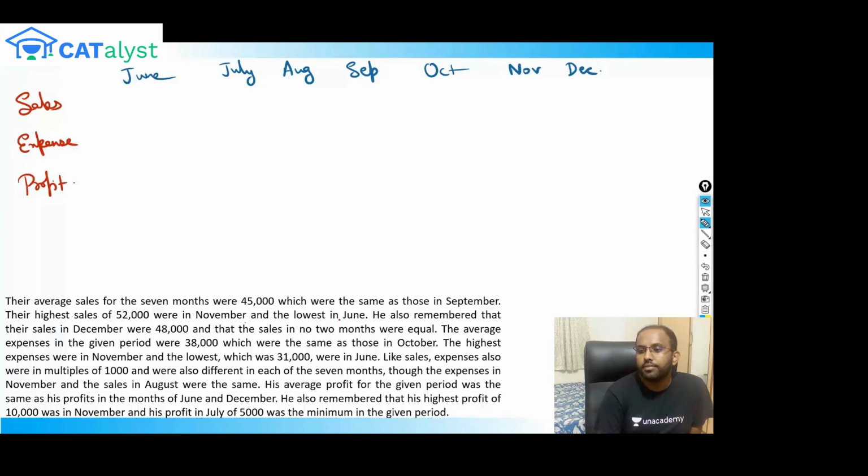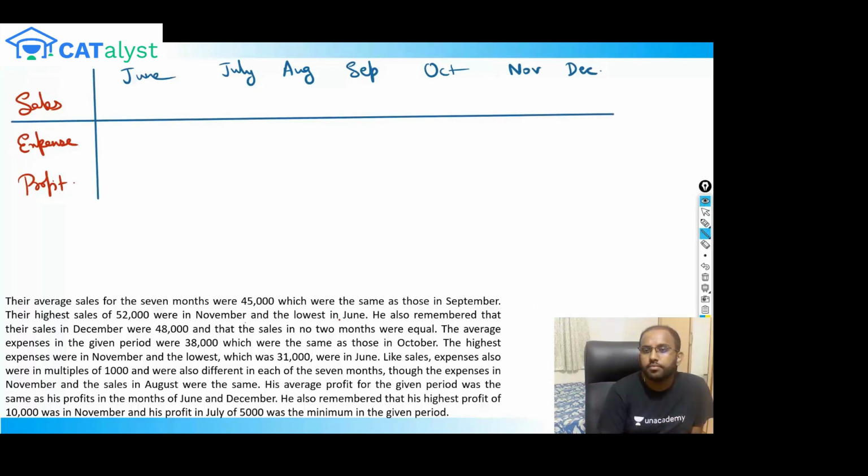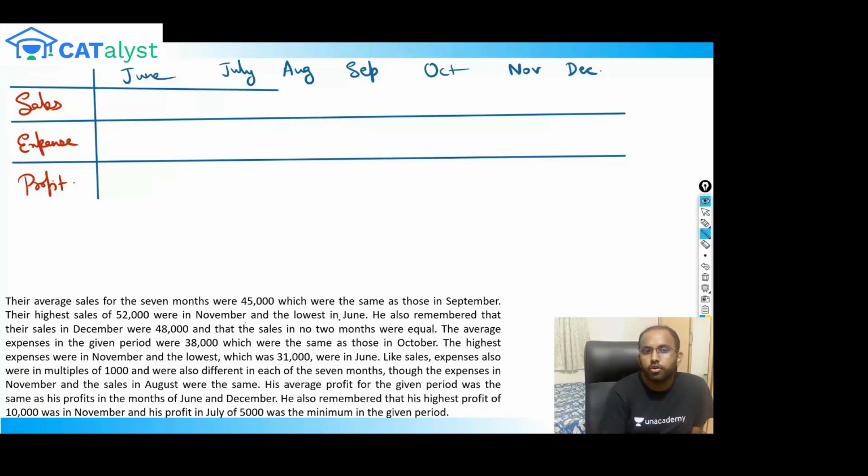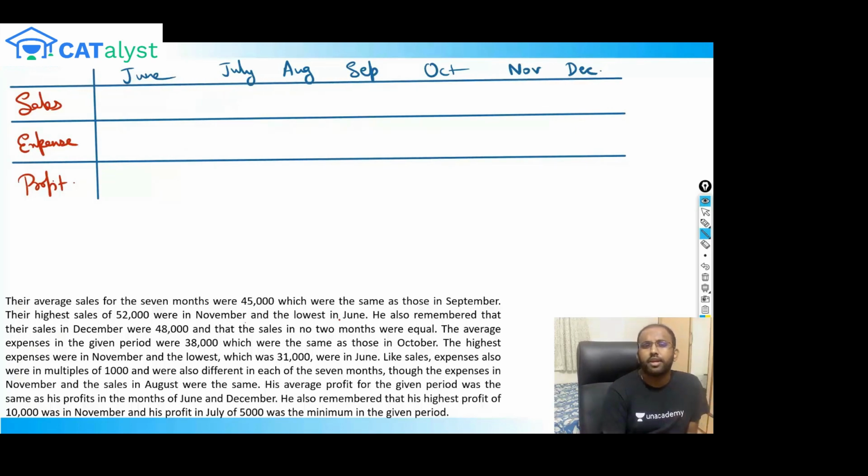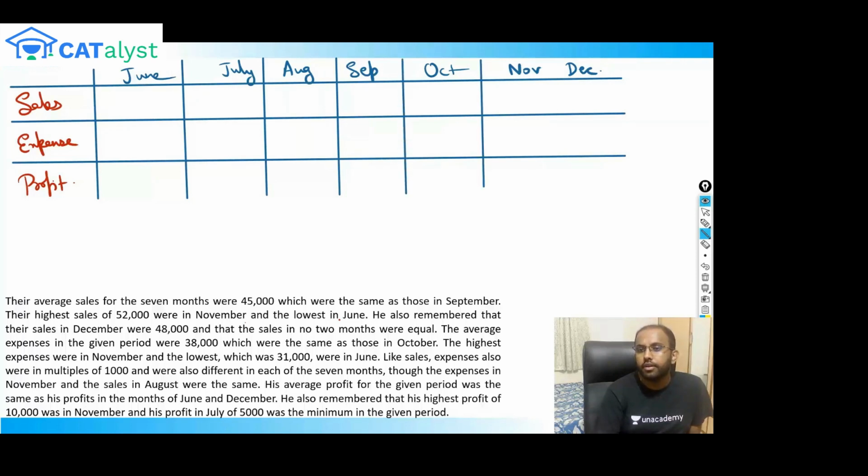Once I make this, we'll draw a table like this. Always arrange the data. That's the most basic point about solving a set. It should not be messy while solving questions in CAT. It should be neat and clean. Arrange the data here.